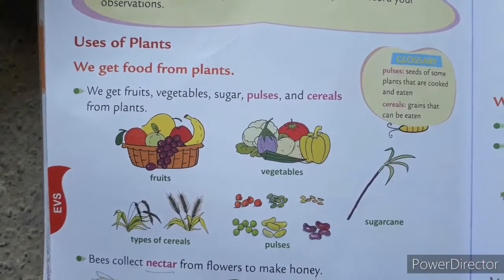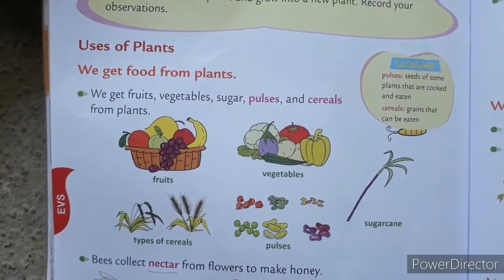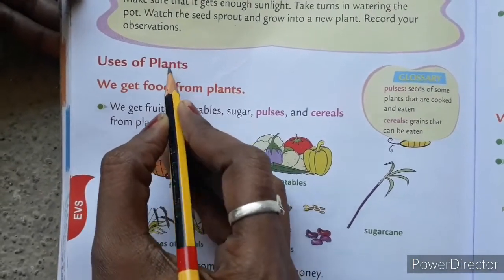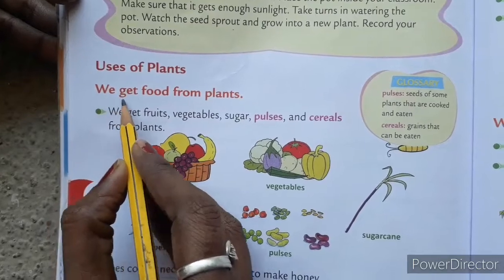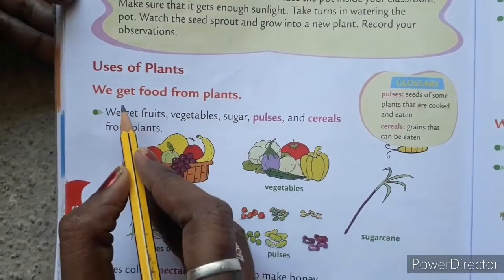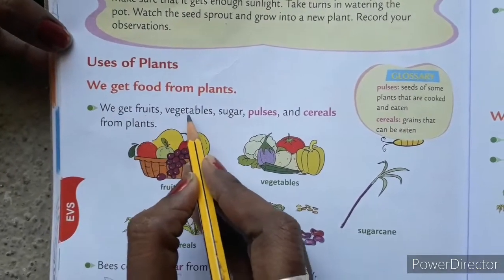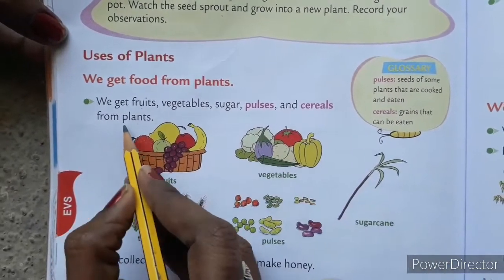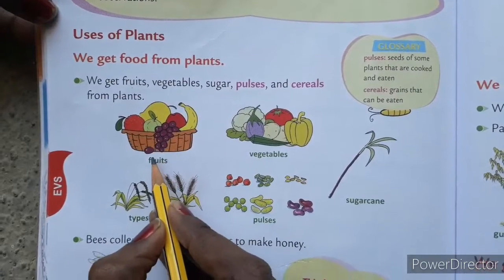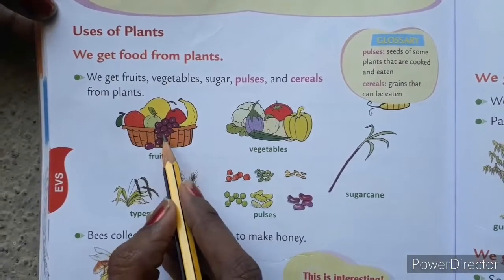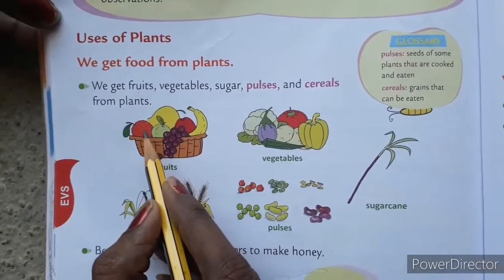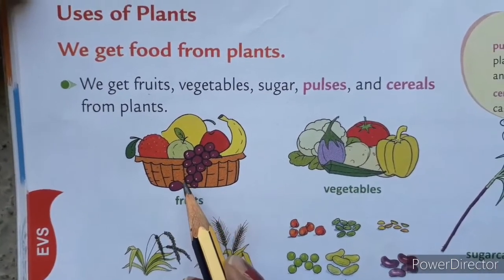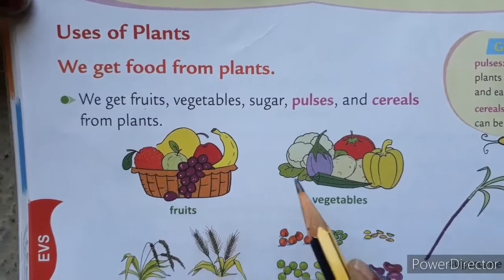Children, we learned about the different parts of a plant. Now I will explain uses of plants. See children, we get food from the plant. We get fruits, vegetables, sugar, pulses and cereals from plants. See this picture. Here some fruits are there. Grapes, apple, strawberry, mango, banana. These are all fruits. We get fruits from the plants.